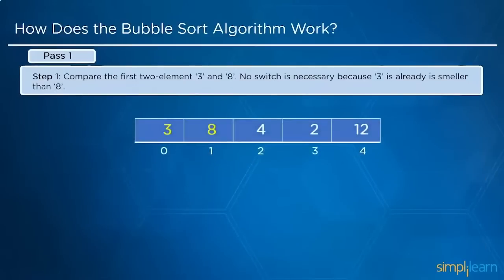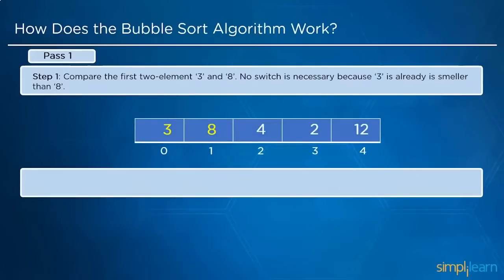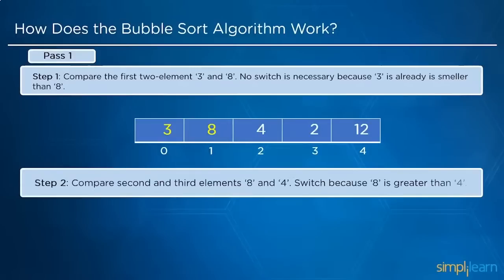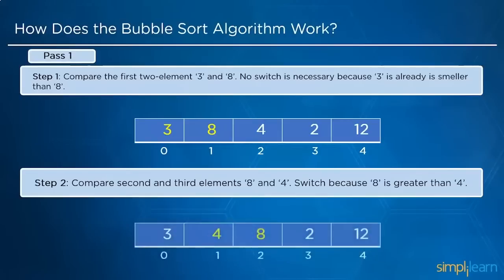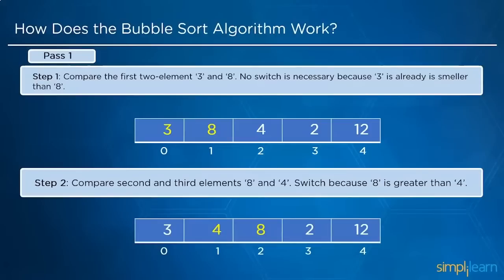Let us select the first 2 elements, that is 3 and 8. According to the requirement, we need to sort this array in the ascending order. Hence, when we compare 3 and 8, clearly we get 3 as the least number, so we do not need to swap them. Next is the step 2. Comparing the second and third elements, which are 8 and 4. Here, we need to swap these 2 elements because 8 is always greater than 4 and it requires placing the elements in the ascending order.